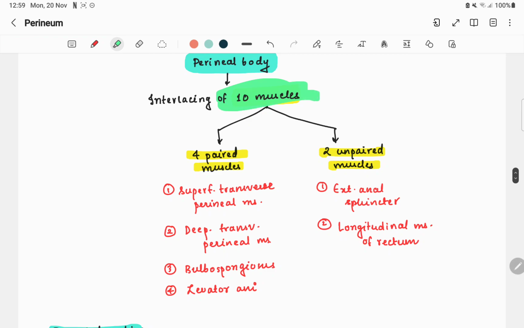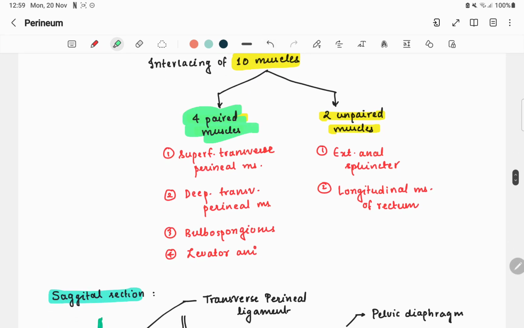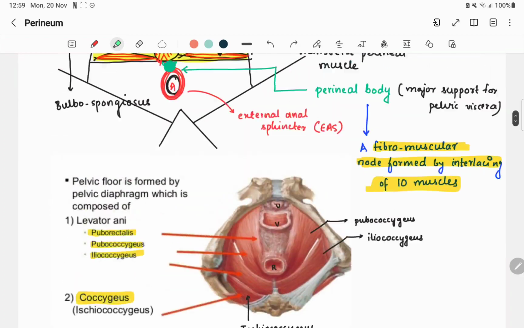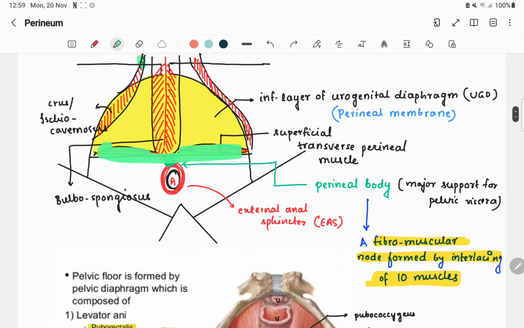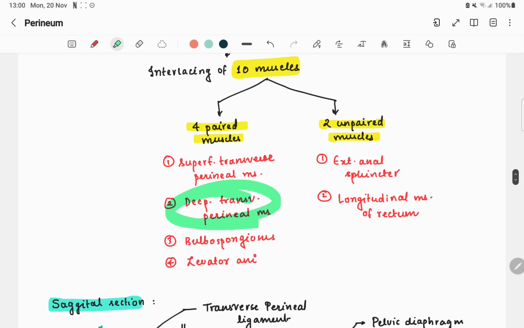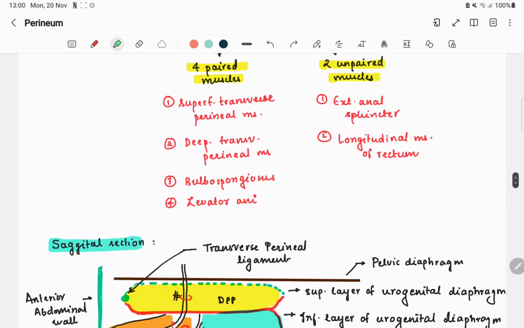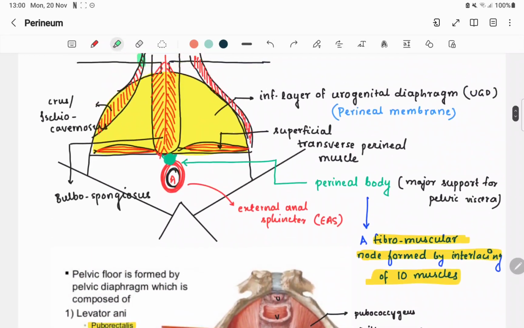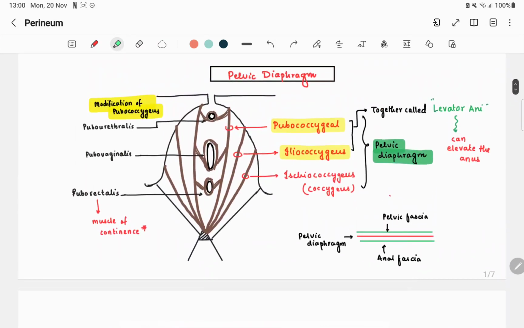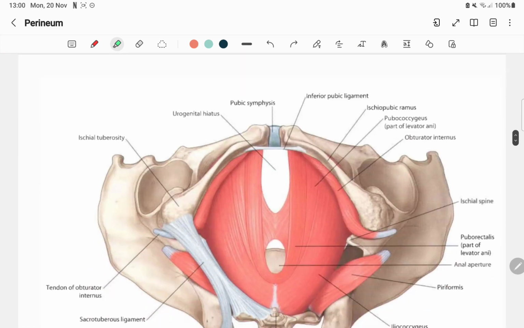Perineal body is the interlacing of 10 muscles. What are the 10 muscles? 4 paired muscles, 2 unpaired muscles. So what are the 4 paired muscles? The superficial transverse perineal muscle we saw here. Okay, and your deep transverse perineal muscle, which will be deep to this. Okay, and your bulbospongiosus you saw, and your levator ani also. These both muscles are also contributing to your perineal body.